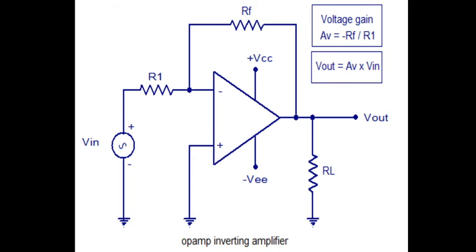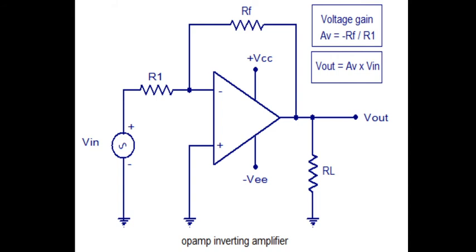We apply the input signal to the inverting terminal of the op-amp via resistor R1, and we connect the non-inverting terminal to ground. Further, we provide the feedback which is necessary to stabilize the circuit and hence to control the output through the feedback resistor RF. Again, on applying KCL, Kirchhoff's current law, we can get this relation finally as Av, that is voltage gain, is equal to minus RF by R1.